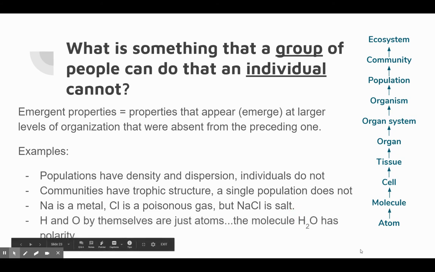And the one we're going to focus in on today is water. Hydrogen and oxygen by themselves are just atoms. They don't have any particularly special properties. But when we put them together to make water, water has this very special property called polarity, which gives it all of the other amazing properties it has and makes it super important to living things.